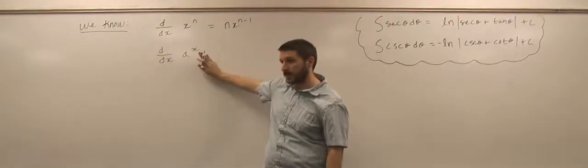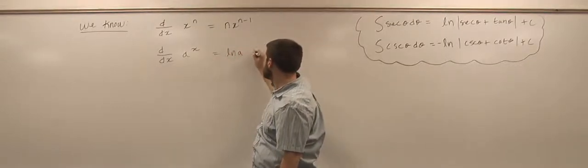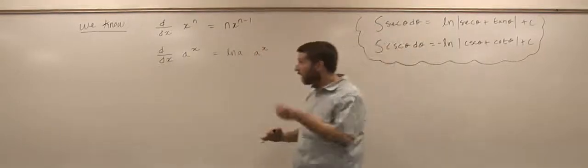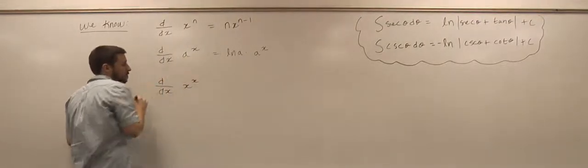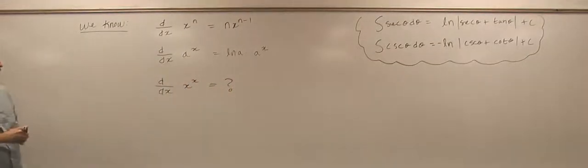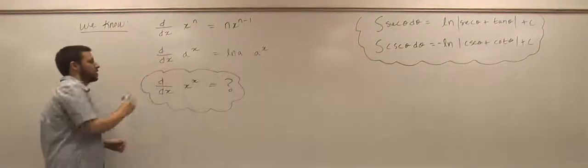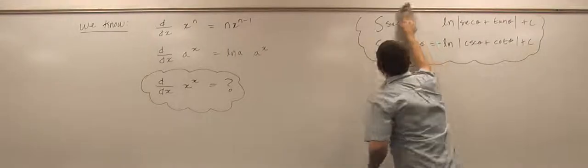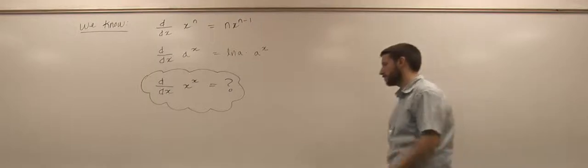So when you put your variable in the exponent, we know that this derivative is ln of a times a to the x. But we haven't talked about how to derive a variable to a variable. So this is the last thing about exponentials and logs in chapter 5. To do this, you need something called logarithmic differentiation. Let me show you how that works.